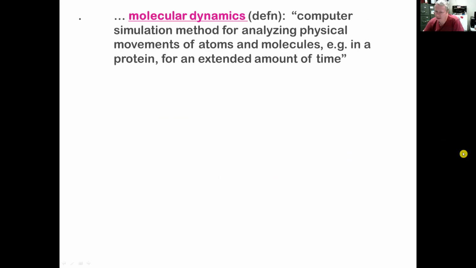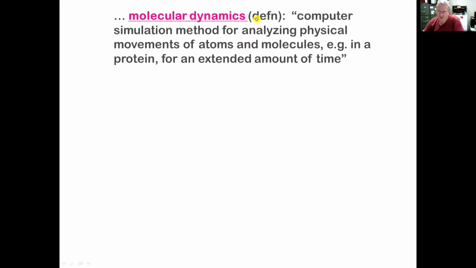Okay, molecular dynamics. We talked about that a little bit. It's a computer simulation method for analyzing physical movements of atoms and molecules, like in a protein or maybe DNA, for an extended amount of time. That's only a few words, but that's actually very complicated, right? As a computational process, it's really difficult to simulate all the atoms in a protein because there are so many atoms. So it's a computationally challenging process, right?